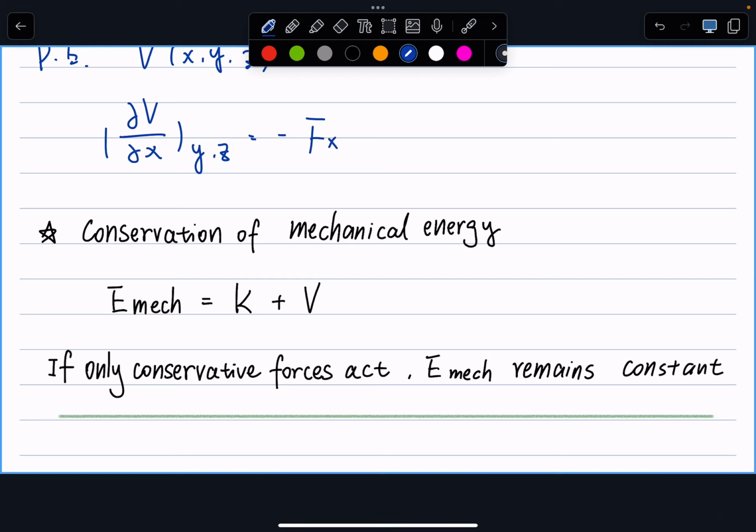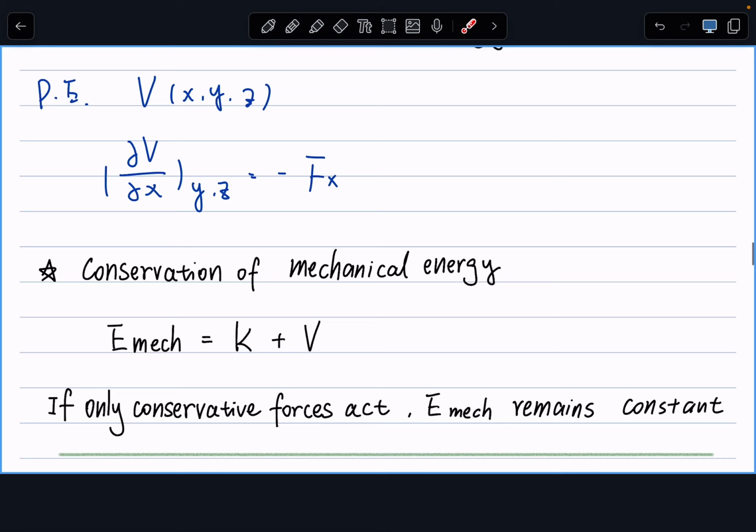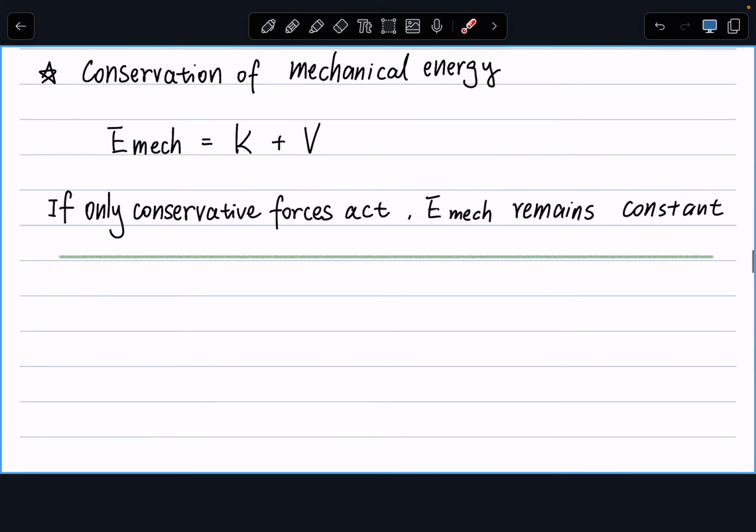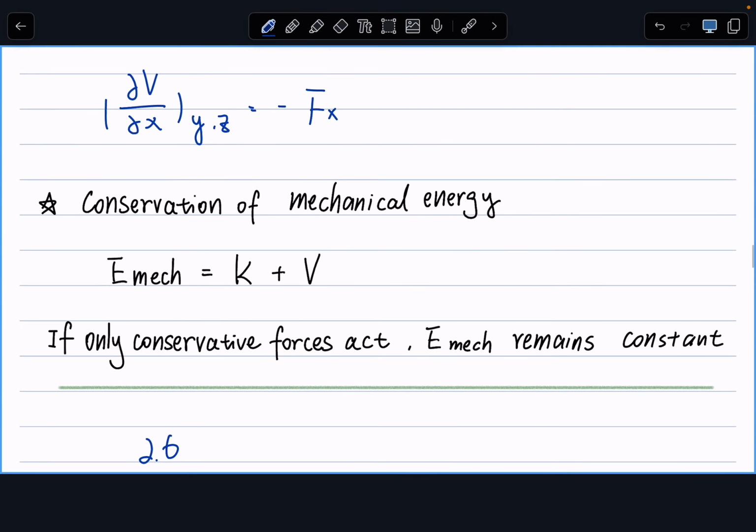And then at the end of the classical mechanical part, we want to refresh your memory on the conservation of mechanical energy. Right? So the total mechanical energy equals kinetic energy plus potential energy. And if we only have conservative forces, typically normal forces are conservative, your mechanical energy will remain constant. I left a sample problem below here, like problem 2.6 that didn't show up for some reason. That's just a sample question in classical mechanics and converting units of energy.